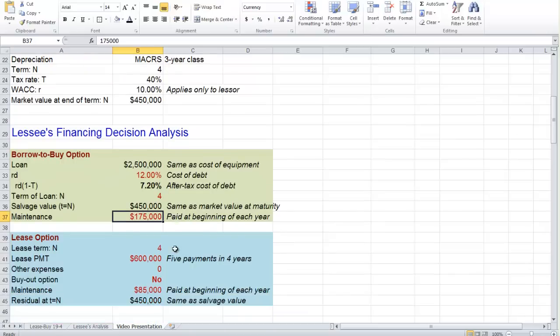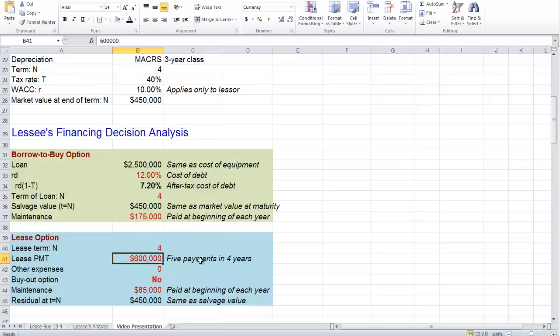Now, next up is the lease option. The lease would also be equal to the use term of 4 years. And the lease payment determined in this contract that is being offered is $600,000. However, there will be 5 payments to be made of $600,000 in a 4-year period. In other words, if you take out this lease, you'd make the first payment right away. And then at the end of the year, you make the second payment, and every year you make the subsequent payments.